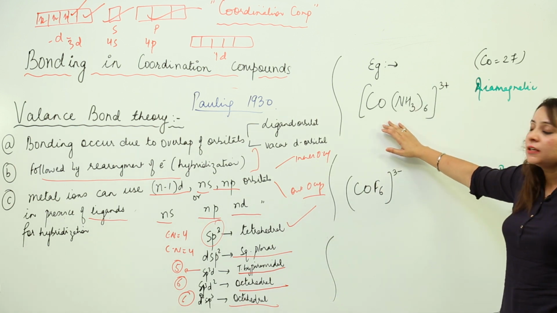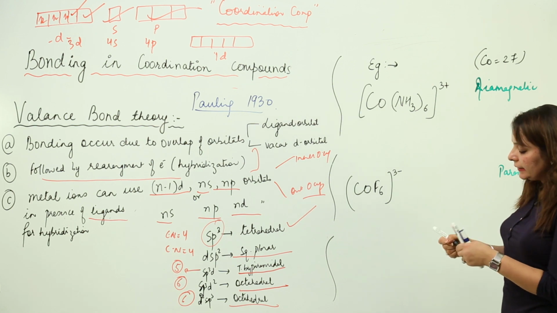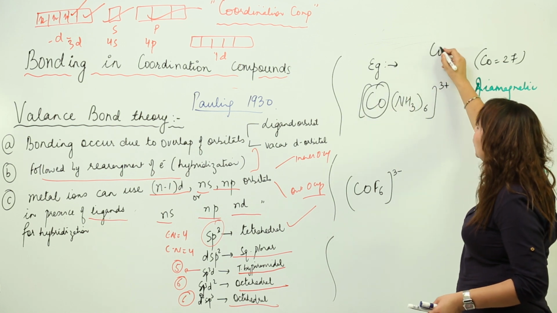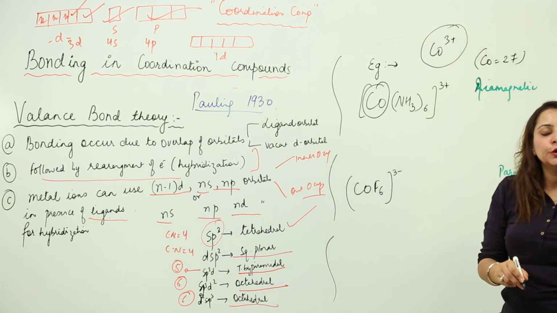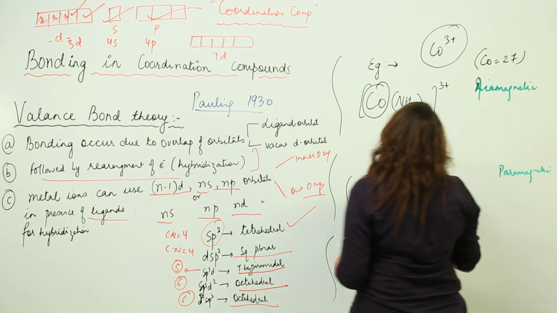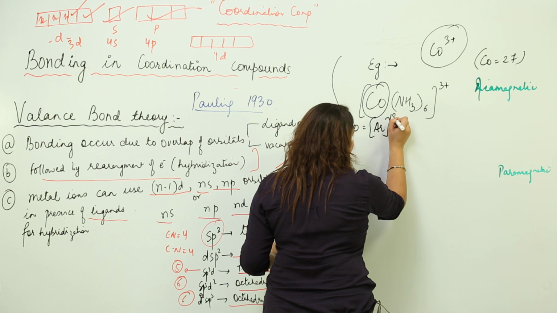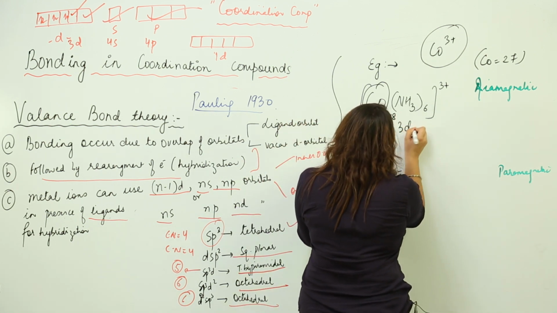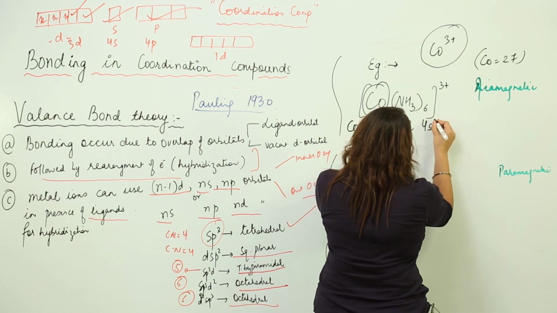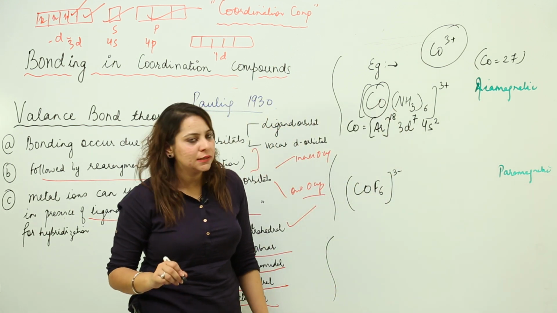So just look at the example. Our first example is [Co(NH3)6]3+. In this case, the oxidation state of cobalt is 3 positive. So let's write the electronic configuration of the central metal atom, that is cobalt. It is going to be argon 18, then 3d, but first we fill 4s. So it will be 18, 19, 20 and 7 are left. So the configuration is argon 18, 3d7, 4s2.